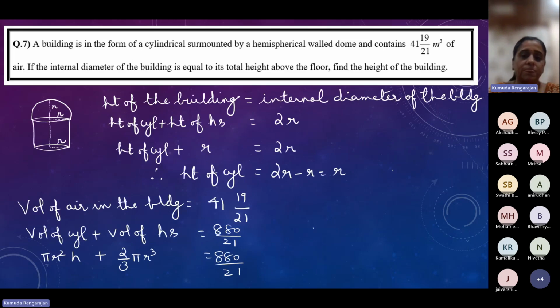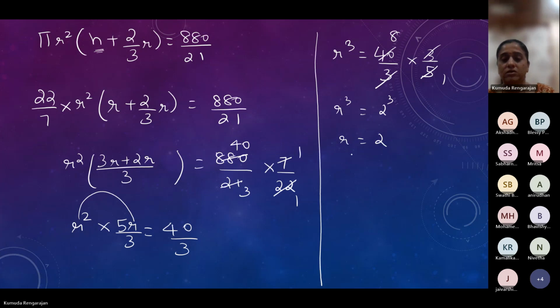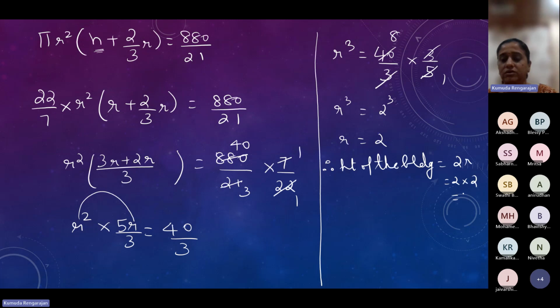Now the height of the building. We know that the height of the building is given as equal to the diameter, so the height of the building is 2R. The question is to find the height of the building. Therefore, height of building is equal to 2R, which is 2 into 2, 4 meters.